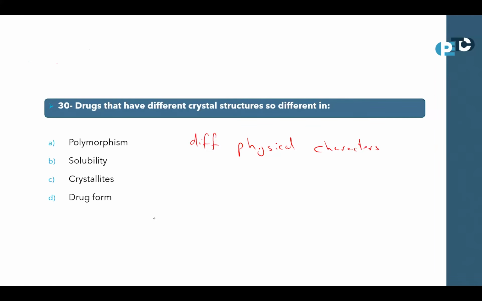Different in density, different in solubility, different in shape, different in hardness. So the physical character of the two crystal forms of the polymorphism will be changed. However, the structure or the formula may be the same. Okay? This was the last question today.